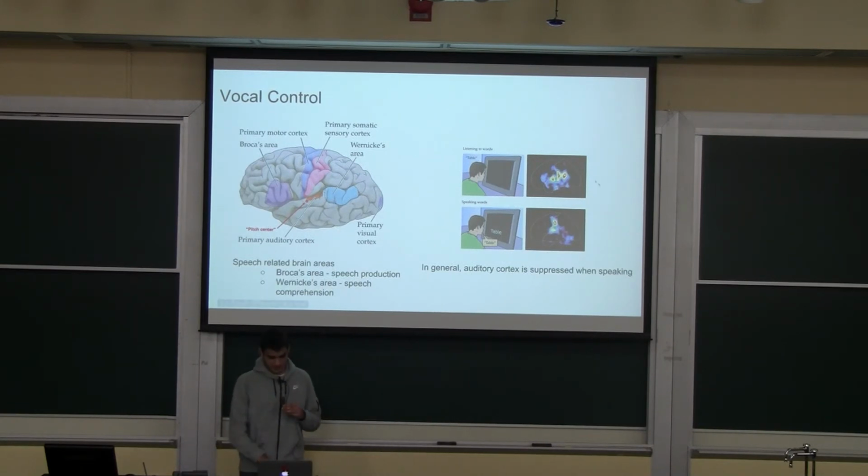So this final part of the review. The key idea is we're starting to talk about vocal control and basically what happens in the auditory cortex when you speak, and how you make sense of your own voice.